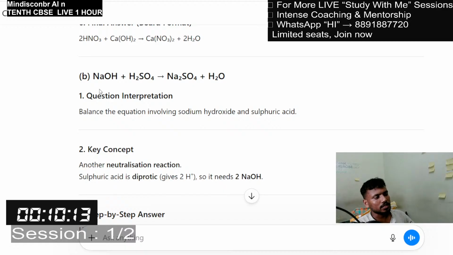Since here is 2 NaOH, how many hydrogen atoms are there? There is 2, there is also 2. Therefore, total 4 hydrogen atoms are there. So we can write here 2. Then there will be 4 hydrogen atoms and 2 oxygen. How many oxygen atoms are there? Since we write here 2 NaOH, there are 2 oxygen atoms on the left side. Since we have SO4, we consider it as a single unit.